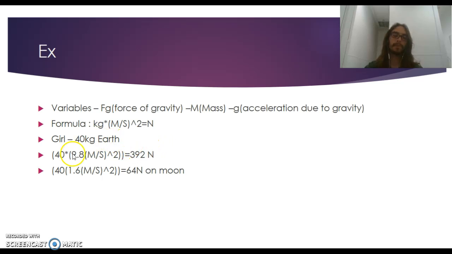Okay, so let's do that for the moon. The moon's acceleration due to gravity is 1.6 meters per second squared. So we're going to plug in 40 kilograms and multiply that by 1.6 meters per second squared, and you get 64 newtons. That's how much your force is on the moon rather than on the Earth. So you weigh a lot less on the moon.